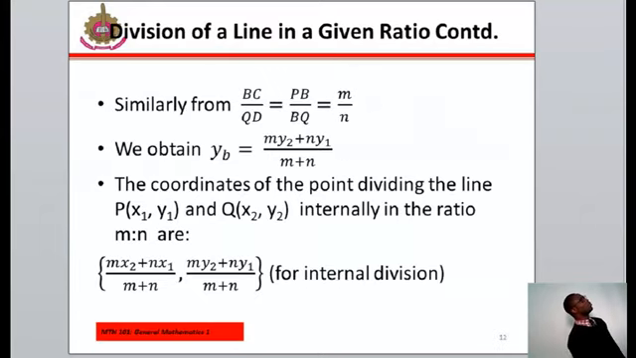Now if you also want to calculate for the y coordinates, all you have to do is change where you see x2 and x1, put y2 and y1, and then you have it like that. Then the coordinates of the point dividing the line P(x1, y1) and Q(x2, y2) internally in the ratio m and n. Don't forget I told you, you'll be given m and n, will be (mx2 plus nx1) all over m plus n, then (my2 plus ny1) all over m plus n. That is for the internal division.